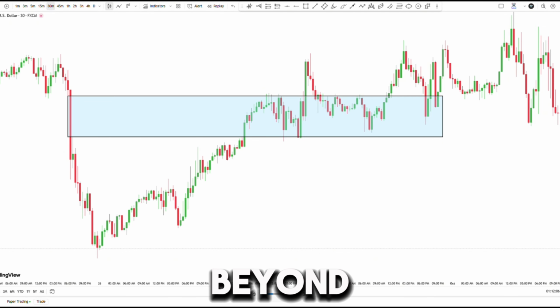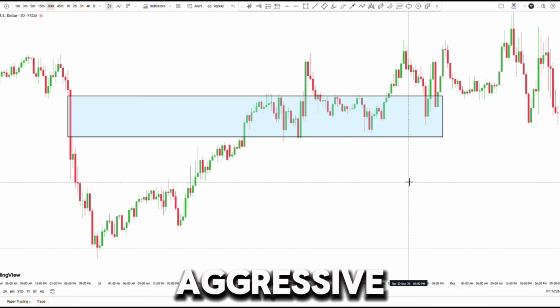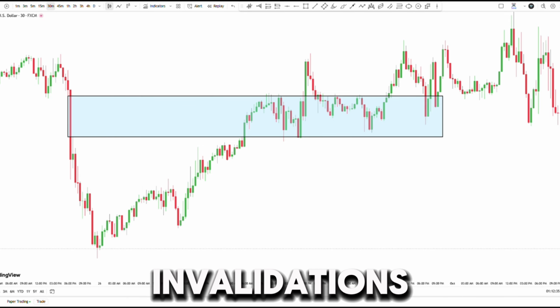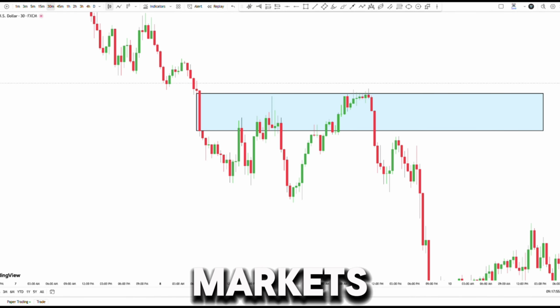Risk. Stops beyond the IFVG's extremes. Targets at the next structure or 1:3 RR. Deep insight. IFVGs are more aggressive signals than standard FVGs because they indicate a failed trap, often leading to stronger moves. However, false invalidations can occur in choppy markets.